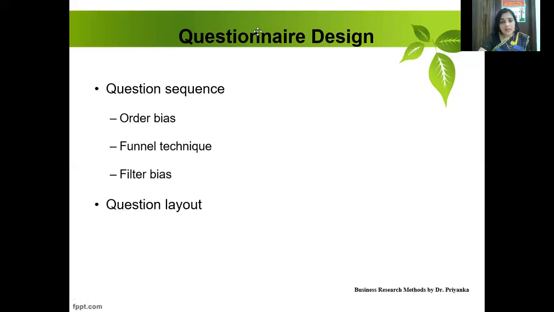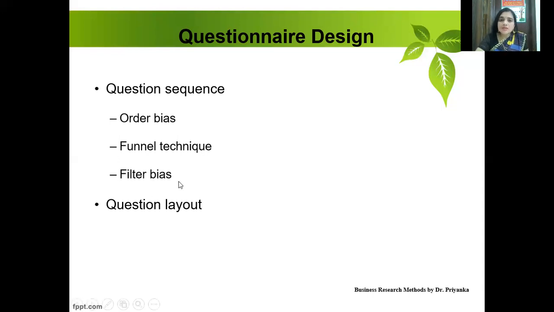Then how to actually design this questionnaire now. Question sequence should be proper. There should not be an order bias among the questions, within the questions. Then you should use the funnel technique. Though we'll be discussing it later, the funnel technique is where you ask general questions in the starting, and then you become specific in the end. That is called the funnel technique.